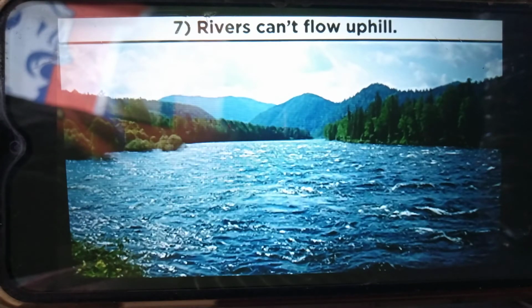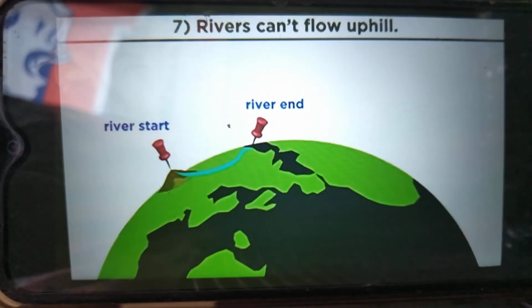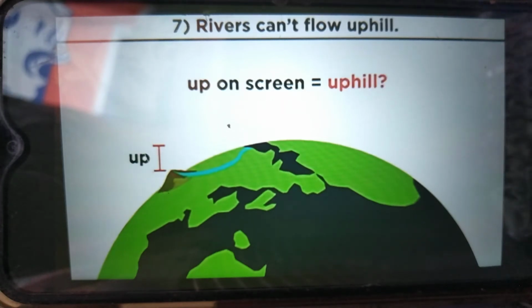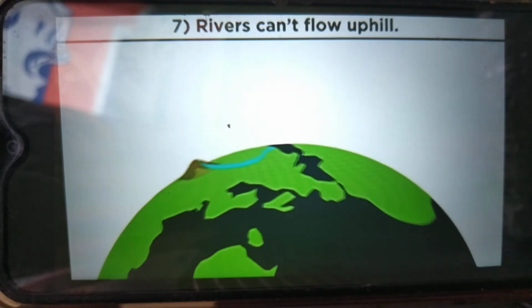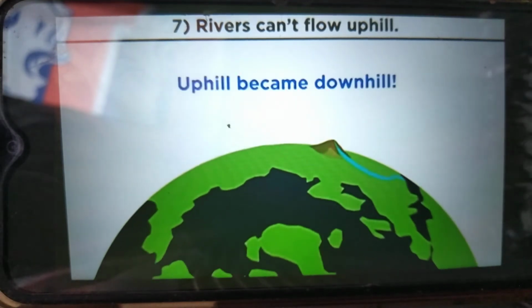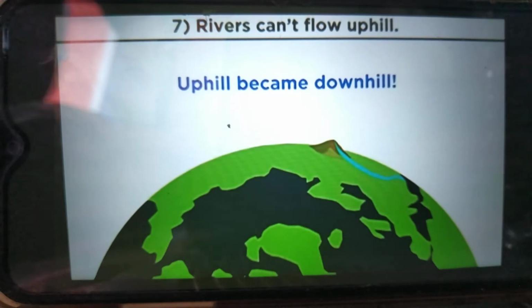Number 7. Many of you say some unintelligible nonsense about water flowing uphill, or that on the globe model some rivers flow uphill. This one is so stupid that I genuinely can't believe any human could fall for it. You'll look at a globe and say that a river flows this way and that this is somehow uphill, because you seem to think that up on the screen is some kind of universal up in space. Well, how about if I turn this a little bit? What do you know? Now it's down.